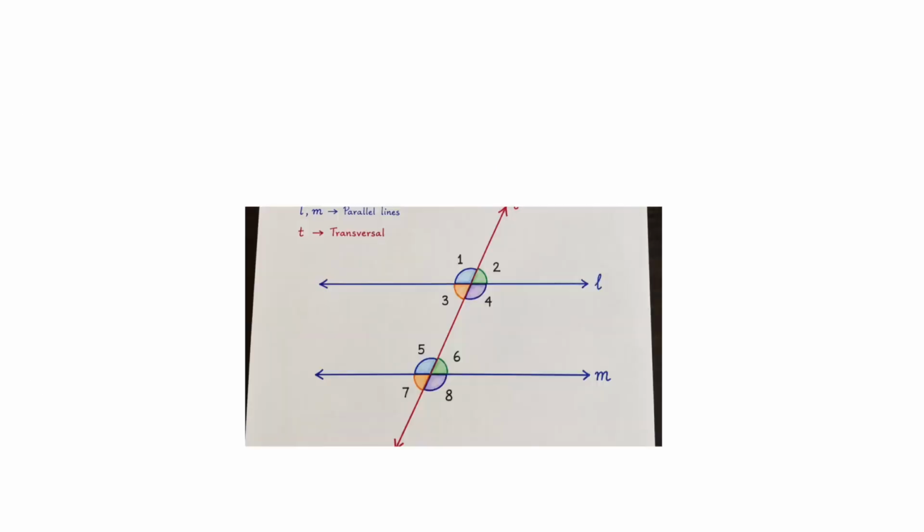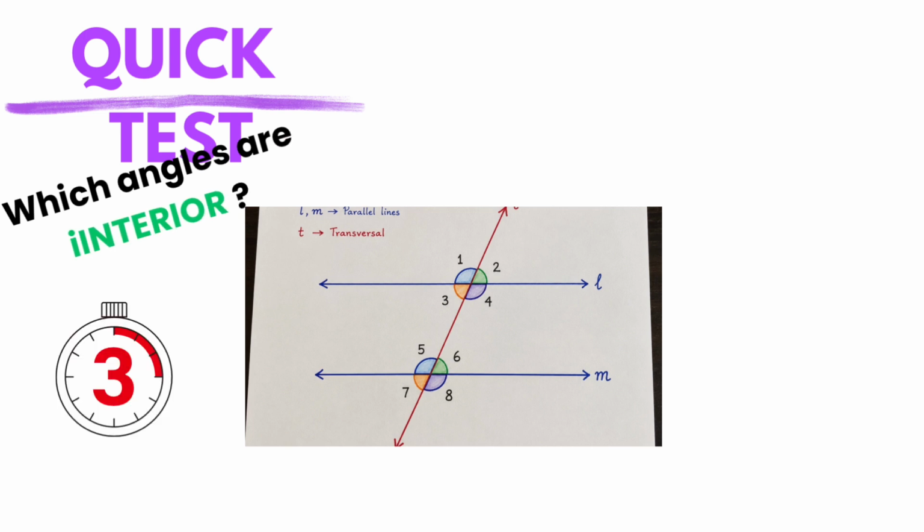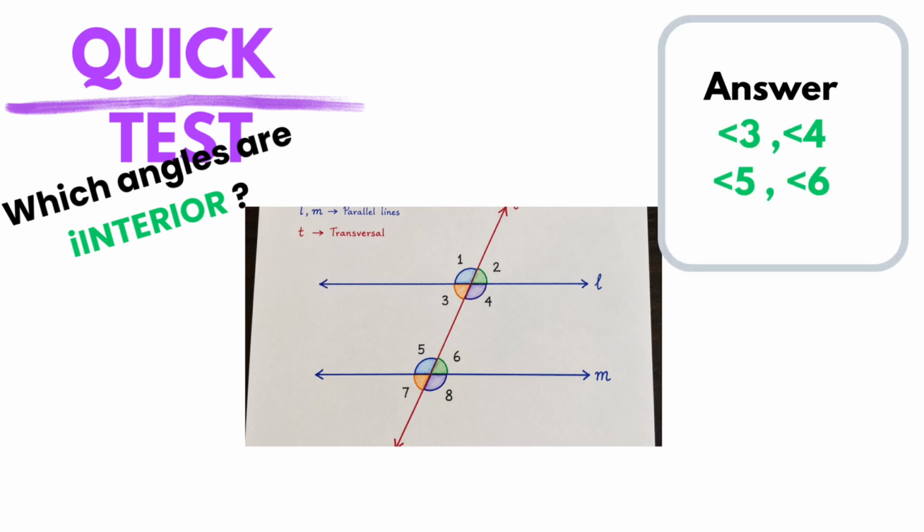Let's see if you understand the concept. Quick test. Look at the diagram and tell me which angles are interior angles. I'll give you 3 seconds. And the answer is angle 3, 4, 5 and 6.